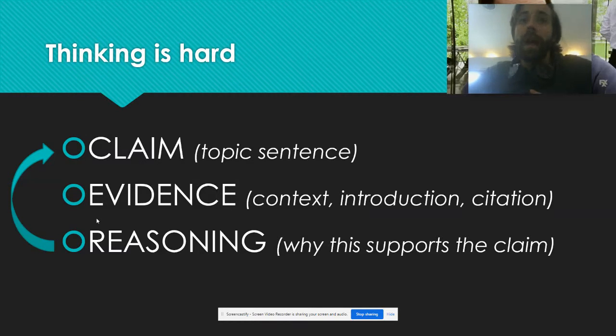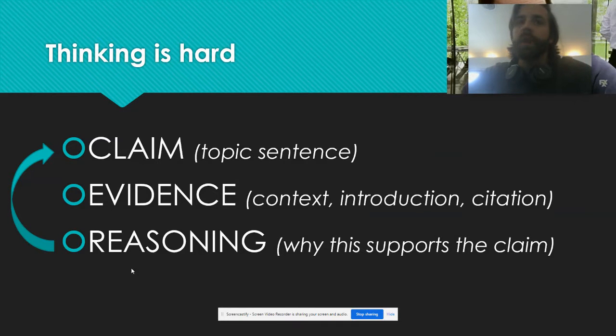Then I'm going to provide some evidence to back up that claim, and might have to include some context for where this evidence is coming from, maybe an introduction to a source that I'm using, an explanation, and then usually a citation as well, if I'm using a direct quote or paraphrase from one of my sources. And then my paragraph can't end there. I can't say, like, here's an idea, here's some support, I'm done, see ya.